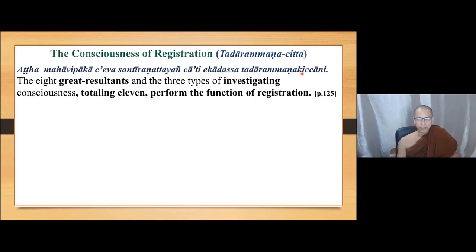During the study of chapter 3, we usually skip the text reading so that the learner can catch the meaning directly. Many times I skip the text reading. Okay, in the English translation, we understand that 11 consciousnesses in total perform the function of registration. The Tadarammana kicca, the function of registration, you can check on page 125 of the Comprehensive Manual of Abhidhamma. What 11? The 8 great resultants and the 3 types of investigating consciousness. Only these 11 out of the 89 can perform the Tadarammana function, the function of registration.